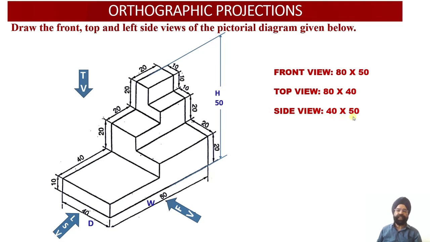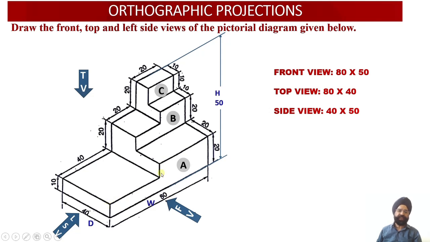Now having evaluated the sizes of the front, top and side views, let us evaluate the different faces which will be visible to us while we look at the solid from the front view, from the top view and from the left side view. When we are looking at the solid from the front view, three faces will be visible to us, A, B and C. The A face is an angular face which will be visible from the front view. So this is face number 1, that is face A.